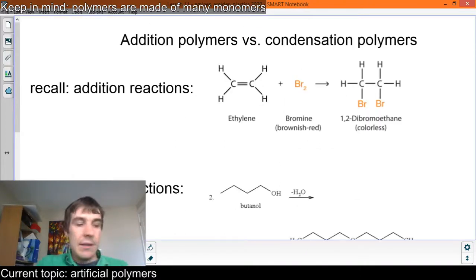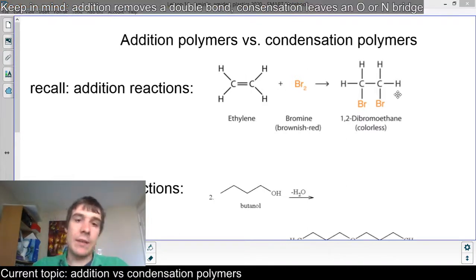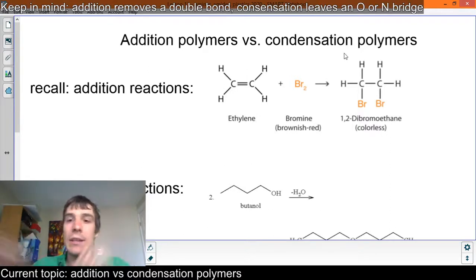Now we're into our next section, which is addition versus condensation polymers. So I'm going to pause. There are two other classes of polymers: addition polymers and condensation polymers, and it has to do with how we chain the individual pieces together. So if you remember addition reactions from earlier, ethylene and bromine together, what would happen is the double bond would break, the second bond would break, and then you have space to install your two bromines.